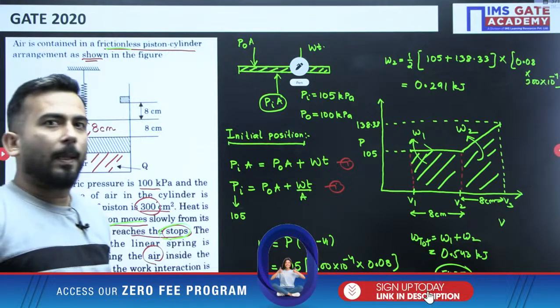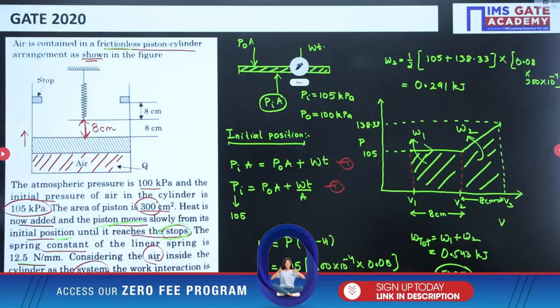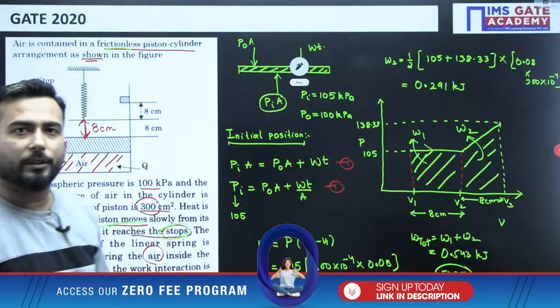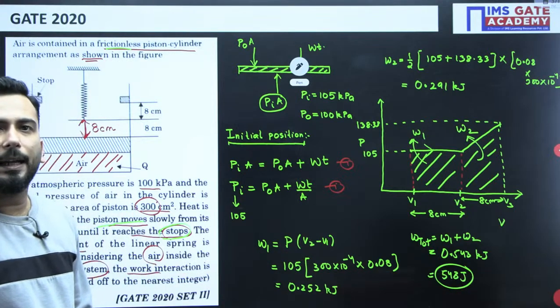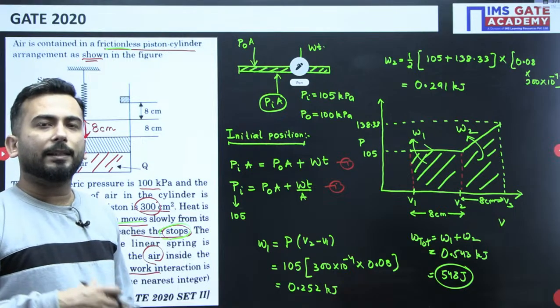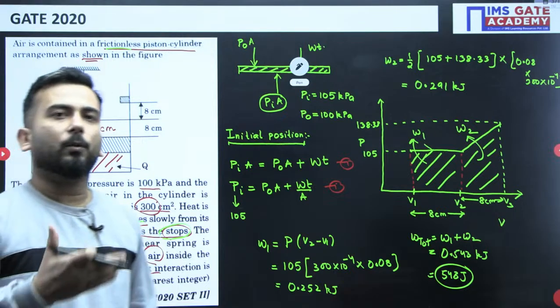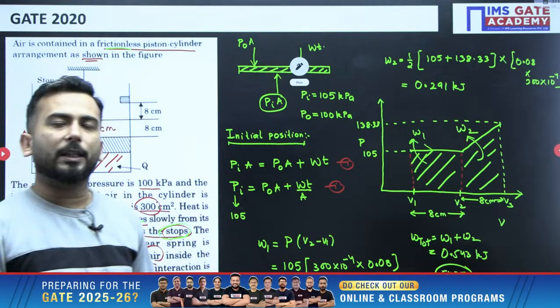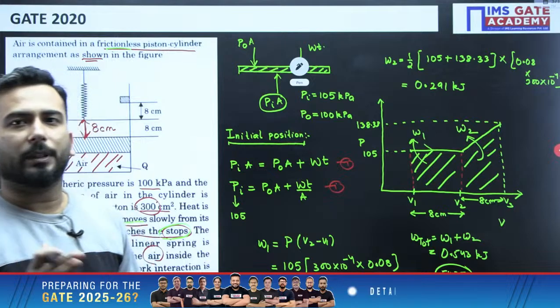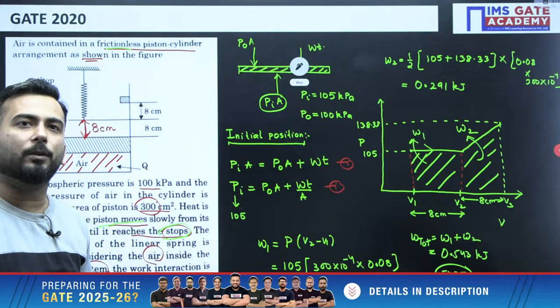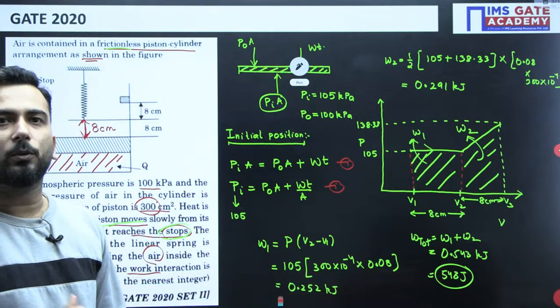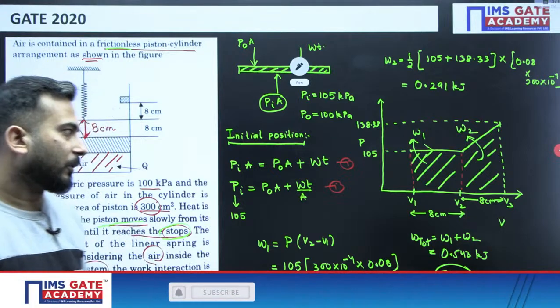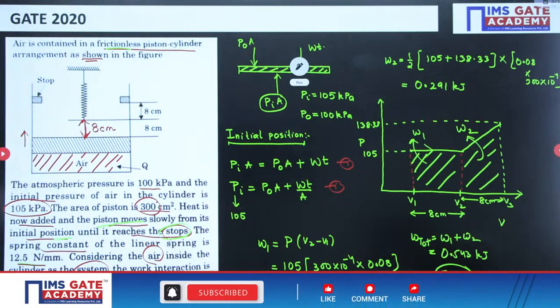543 joule. So again, what helped me in this question? Drawing the FBD at various points has helped me determine what is the relation of pressure, whether it is constant pressure work or not. So FBD is going to be a very important thing when you tackle piston cylinder questions, right?